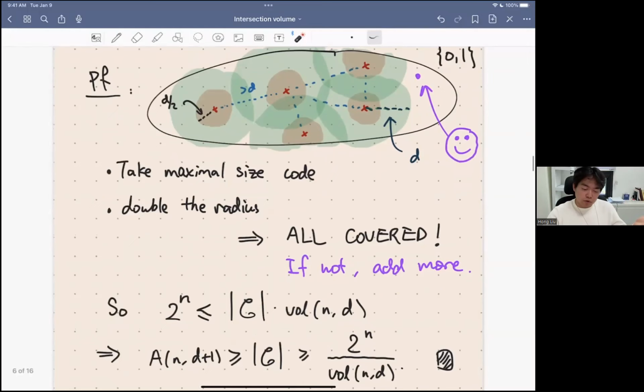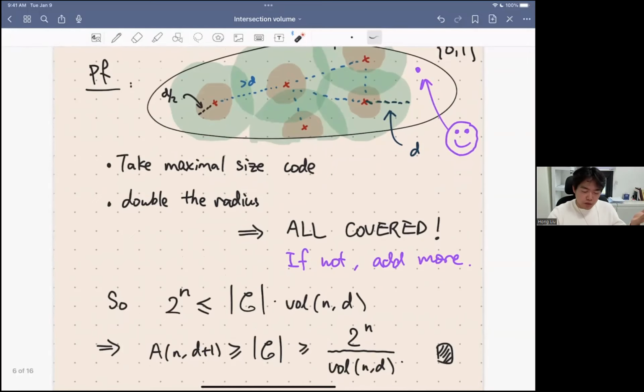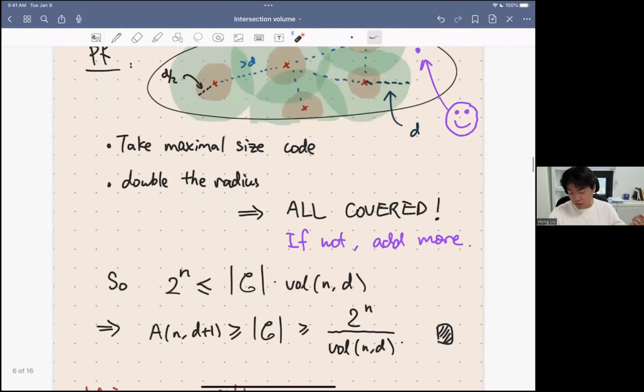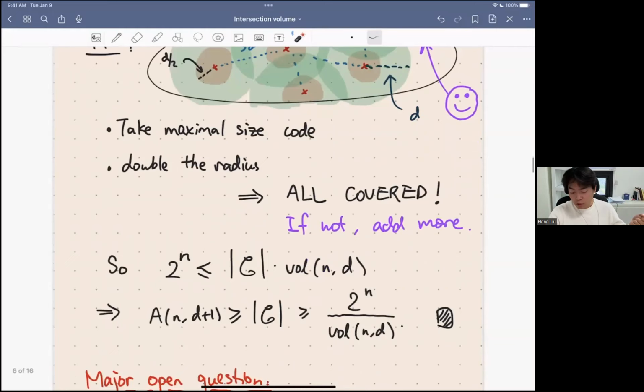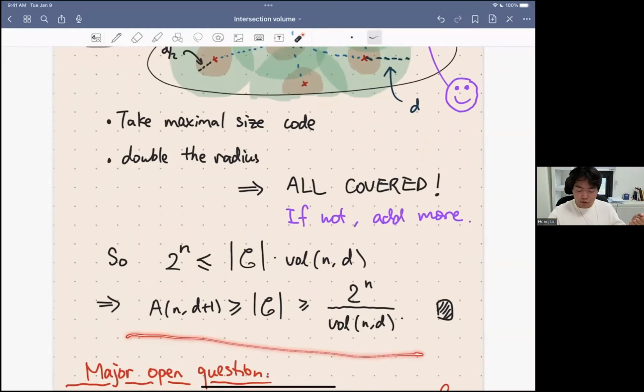Then we just need to do some computation. This whole space has size 2^n. So the number of codewords times the volume of this green ball, which is the radius D volume, must be more than the total number of strings. So that will give you this Gilbert-Varshamov bound.